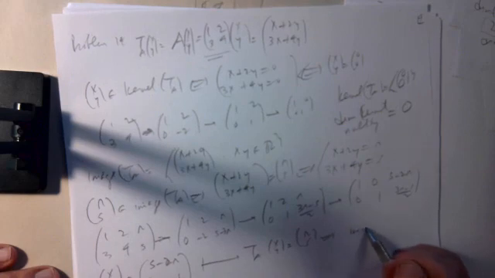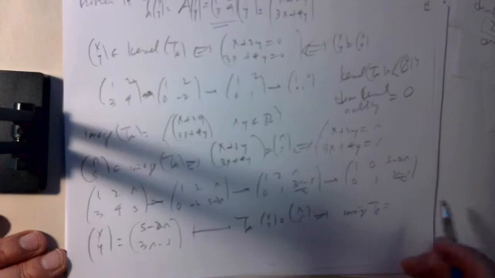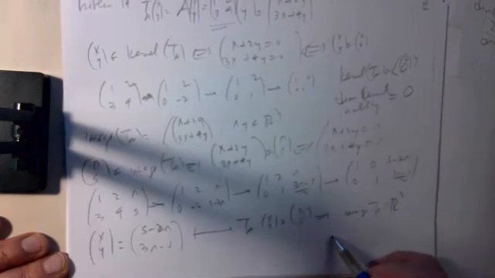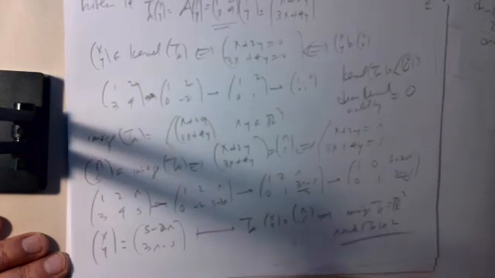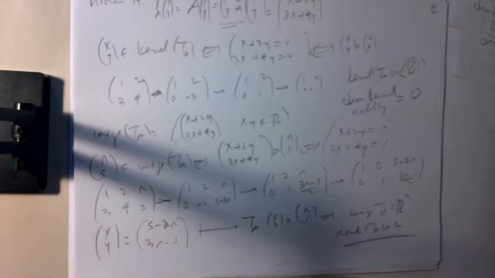So the image of T sub A is all of R2. And so the rank is equal to 2. And that's the story.